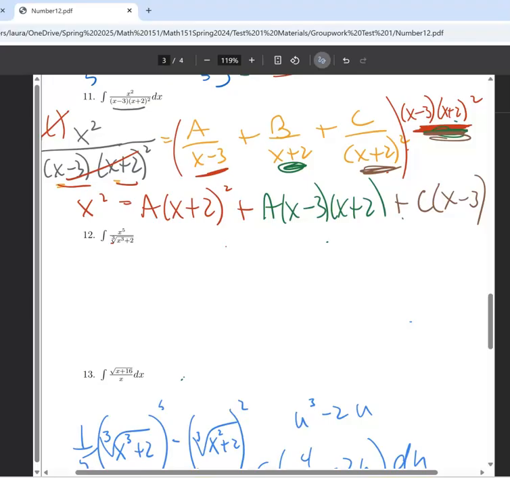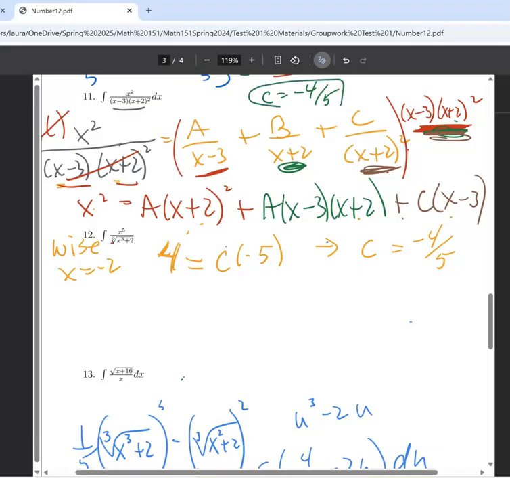This is where you always want to use your wise numbers. One of the wise numbers is x equals negative 2, because that makes this 0, right? So if I put x equals negative 2 over here, I get 4 equals, no, negative 4. That's 0. That's 0. Oh, well, you look at that. So I get C times negative 5. So C is negative 4 over 5. And just so I can make room, I'm going to put it up here, because we'll be putting that back in.